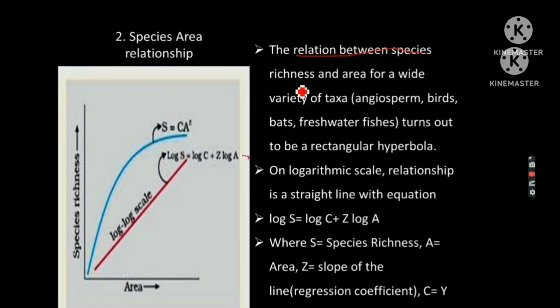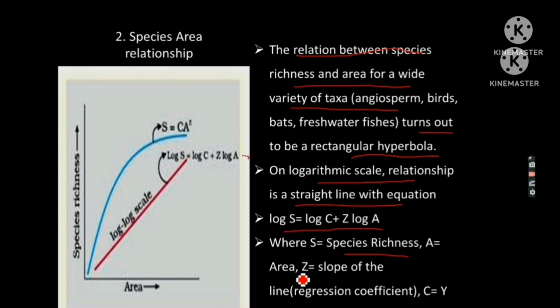The relation between species richness and area for a wide variety of taxa, that is angiosperm, birds, bat, freshwater fishes, turns out to be a rectangular hyperbola. On a logarithmic scale, relationship is straight line with equation log S equal to log C plus Z log A. S is species richness, A is area, Z is regression coefficient or slope of the line. C means y-intercept.